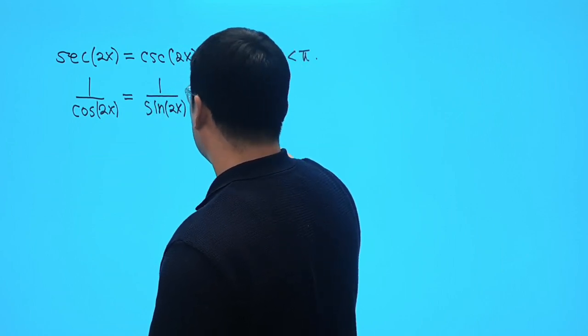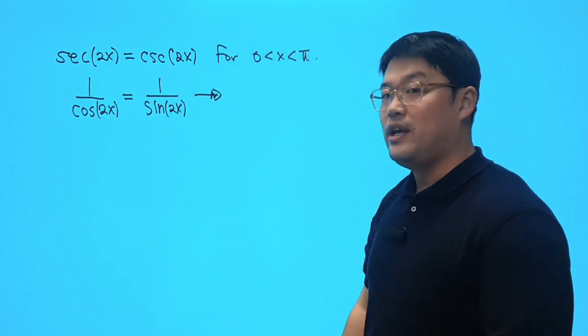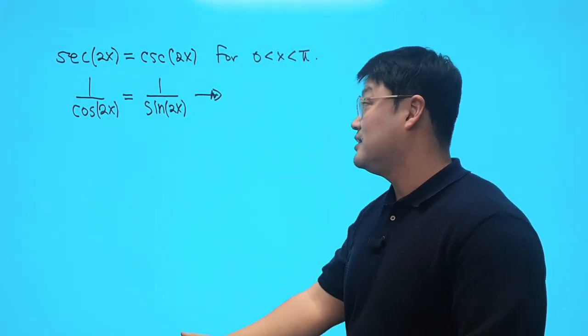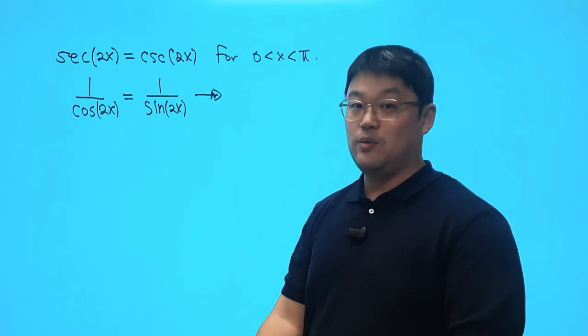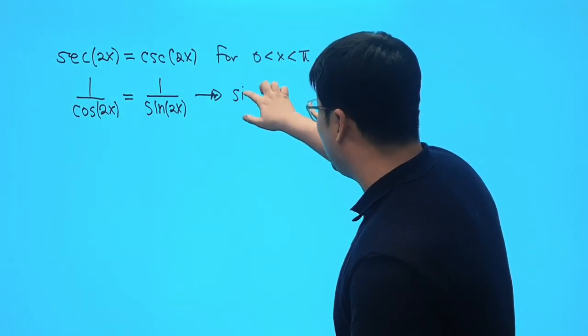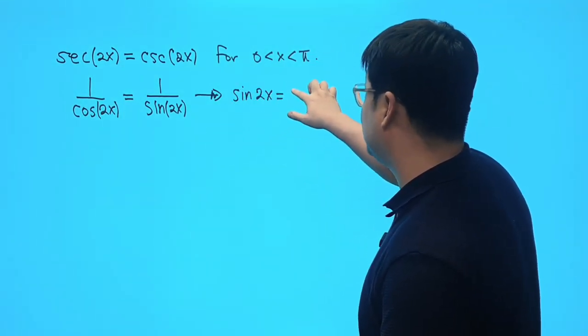And in fact, if you just perform the cross multiplication, 1 times sine 2x is going to be equal to 1 times cosine 2x. So we get sine 2x equals cosine 2x.